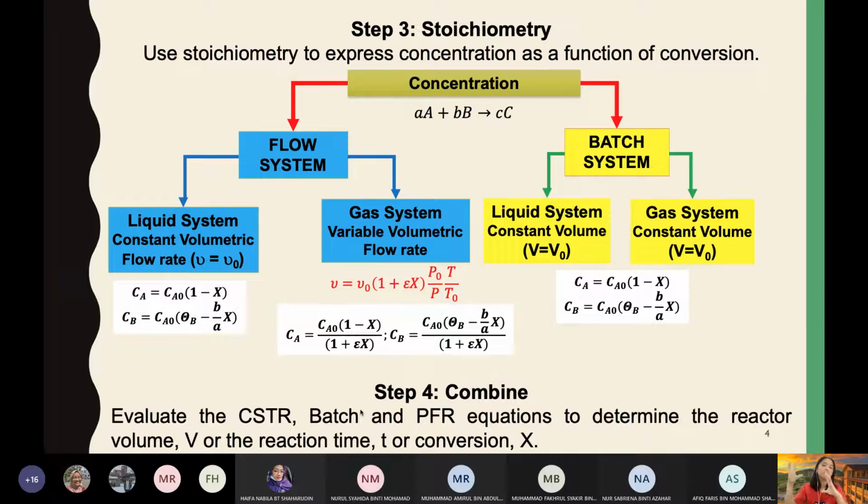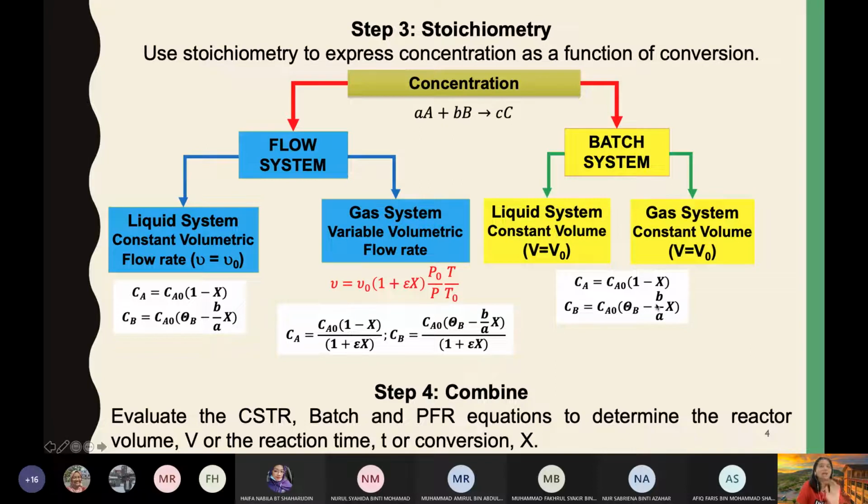Remember I taught you those long equations? That one is to address the flow system gas phase, meaning PFR gas and CSTR gas. The way of expression is different, so the derivation is also different. So what is the difference? If you look here, you can see from this diagram a clear concept of how the concentrations are different. For example, for a batch system, regardless of liquid or gas, we express the concentration as CA equals CA0 in bracket 1 minus X, CB equals CA0 in bracket theta B minus b over a X. This is what we learned before.